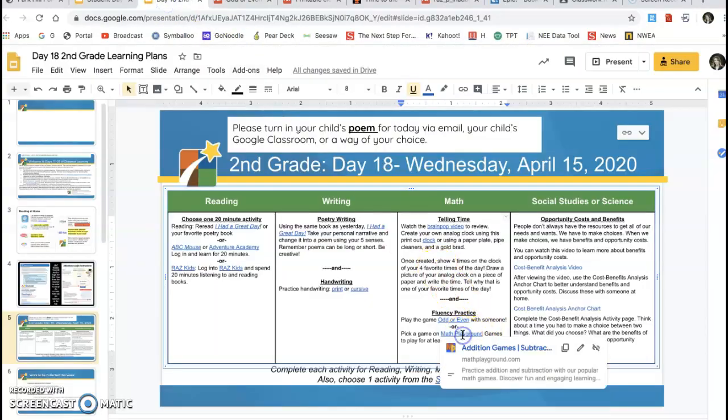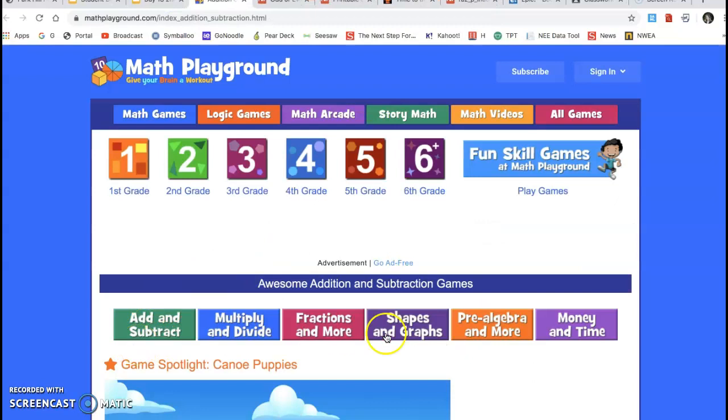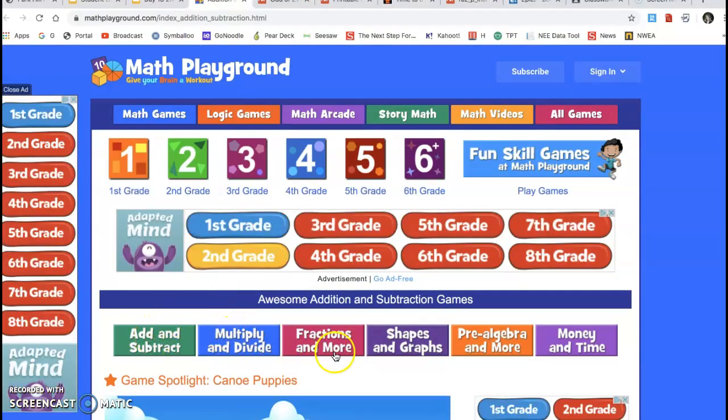Then they can also get on Math Playground and do games. Again, add, subtract, fractions, shapes and graphs, money and time are good options, but you can also click on second grade too. Oh, right up here. Here we'll take an ad, so don't click it here, click it here.